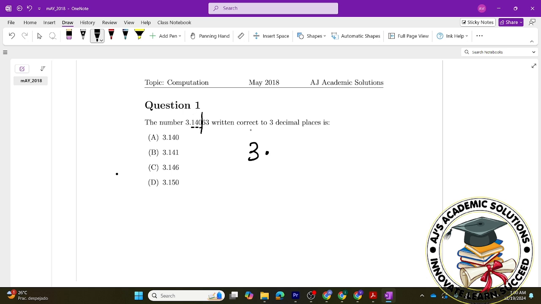Now after that we notice we have the number 6. Now with 6 being greater than 5, it would require us to just do a +1. So let me just write this out here. So we'd have 3.14063. Remember, we're stopping here. The number here, since it's 6, being that it's above 5, we're going to do +1. So 0 plus 1, which is just going to be 1. So the answer is 3.141, which is B.